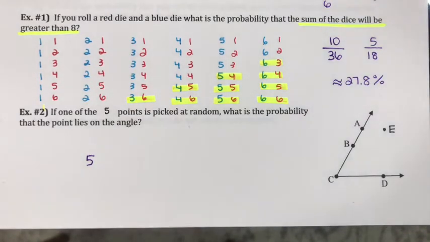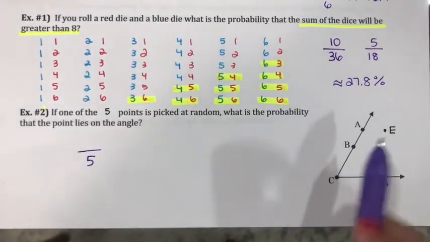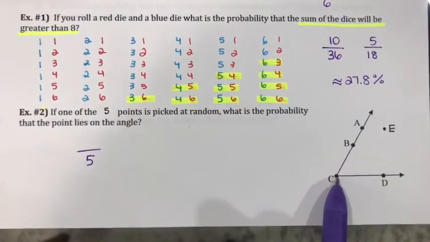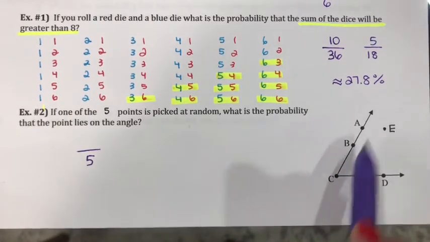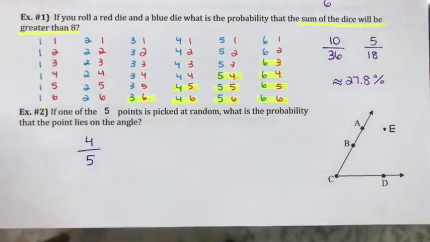So we have 5 possible options. Now, how many of them are on the angle? Well, the angle is this entire portion over here. It's not just the vertex, the whole angle is here. So I have 1, 2, 3, 4 of them on that angle. Okay, so these examples on this page are called simple probability.